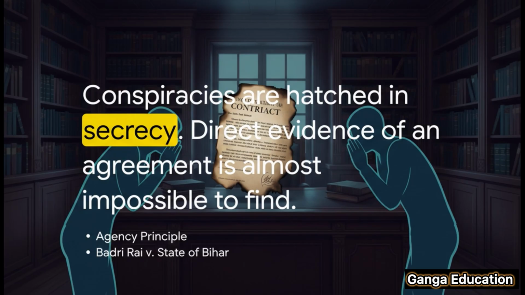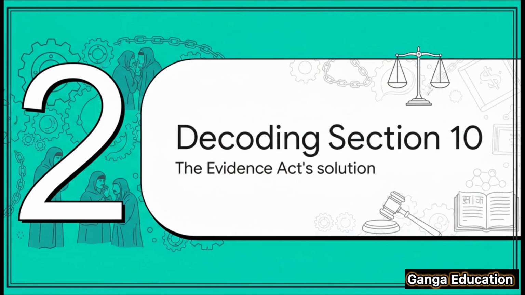And because getting direct proof is next to impossible, the law needed to figure out a way to work backwards, to use the actions of the conspirators themselves to prove that the secret agreement even existed at all. And that brings us right to Section 10 of the Indian Evidence Act. This is the law's very specific, and I have to say, very powerful solution to this exact problem.